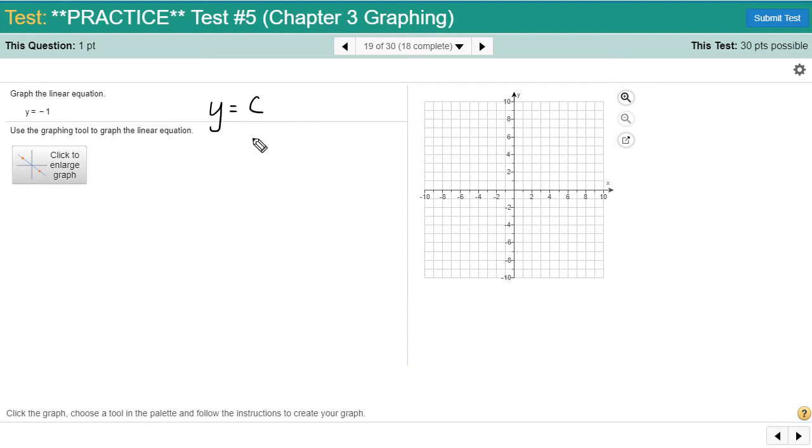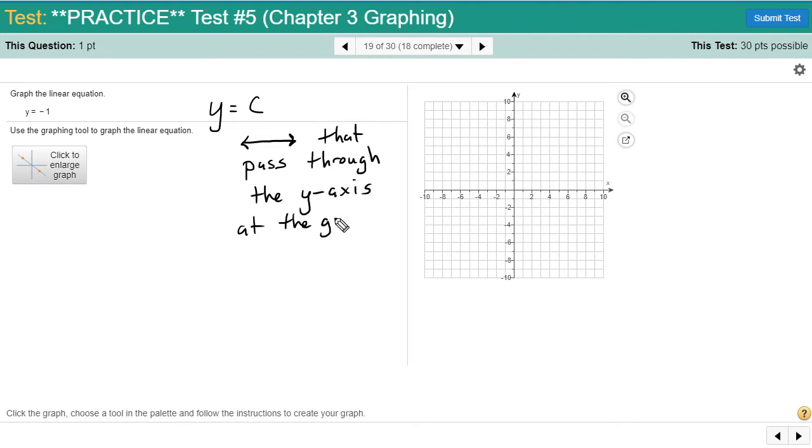So, just like we did before, if you have an equation that is y equals some constant, some number, this is going to be a horizontal line that passes through the y-axis at the given value of c, the constant. So in this case we have y equals -1. Because it's an equation with just a single variable, in this case y, it's automatically a horizontal line that's going to cross through the y-axis at the given value. So in this case, -1.